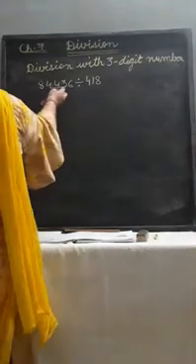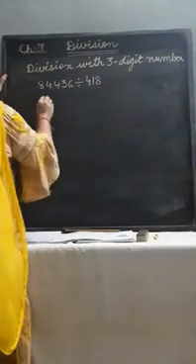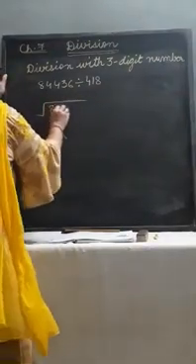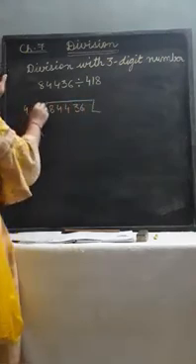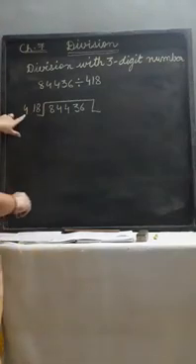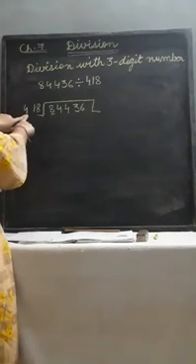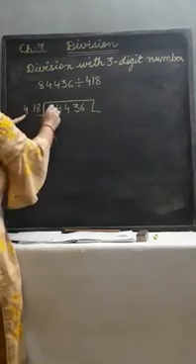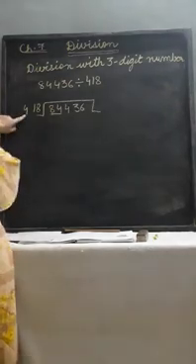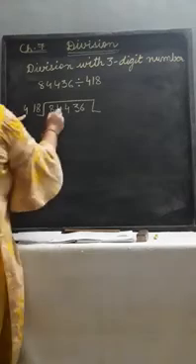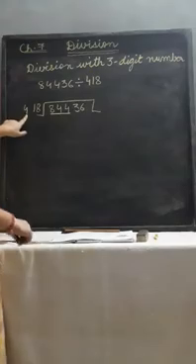Next I will tell you division with a 3-digit number. Let us take one example. 84,436 divided by 418. Firstly, we will compare the first digit 8. 8 is smaller than 418. We can't divide. So we will take 2 digits together. But 84 is still smaller than 418. So we will take 3 digits. 844 is greater than 418.